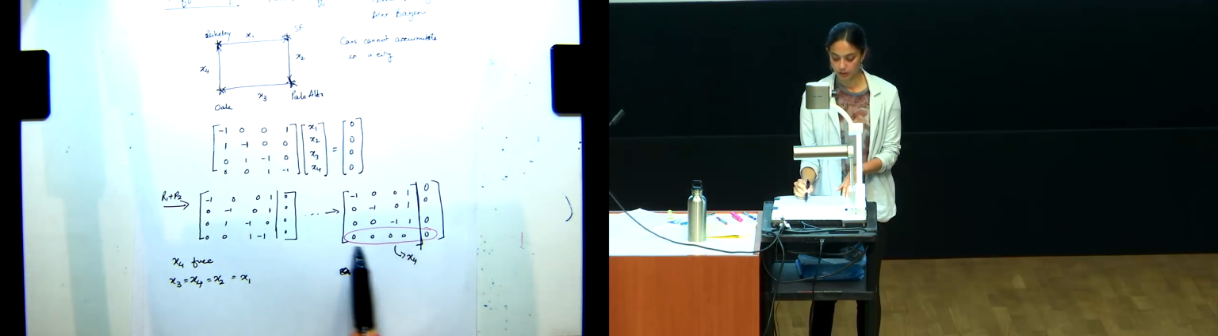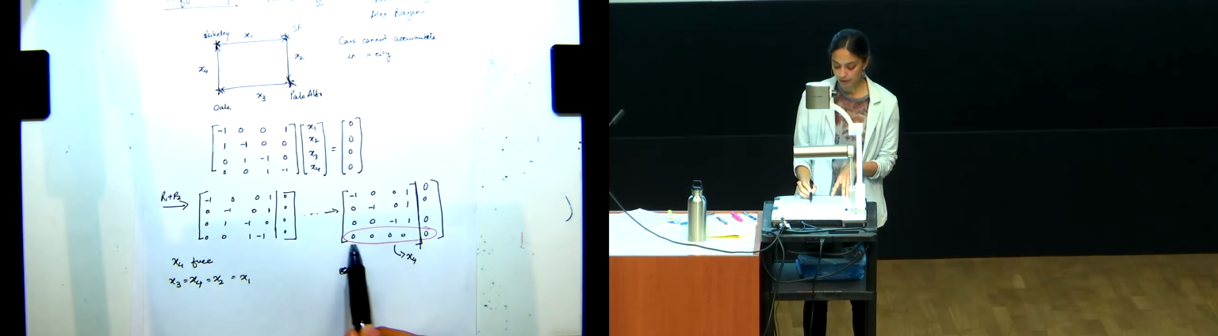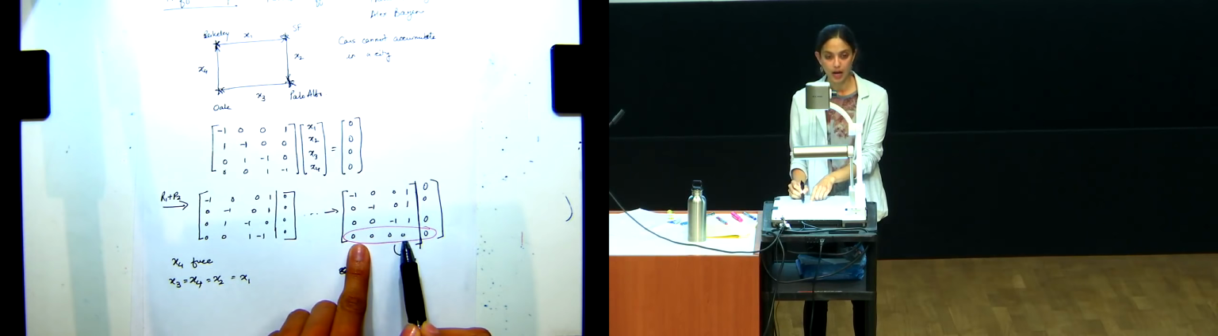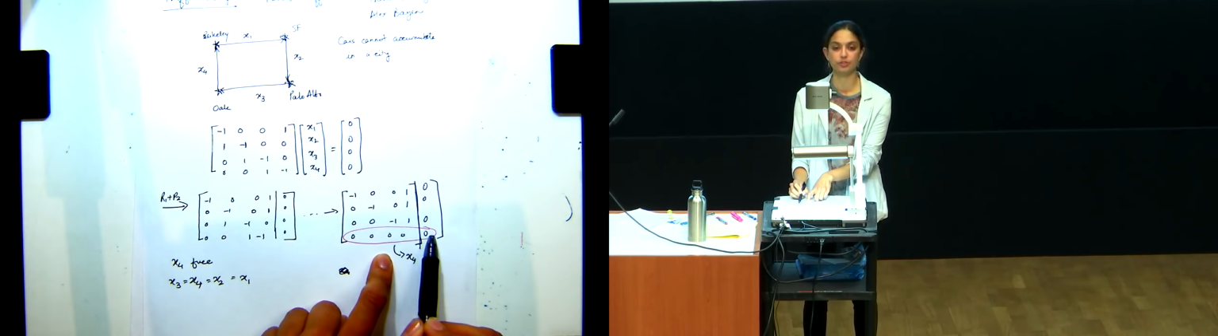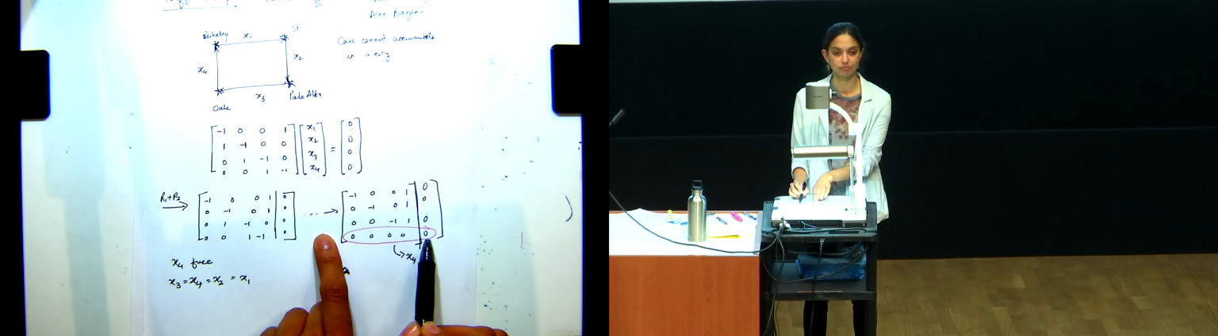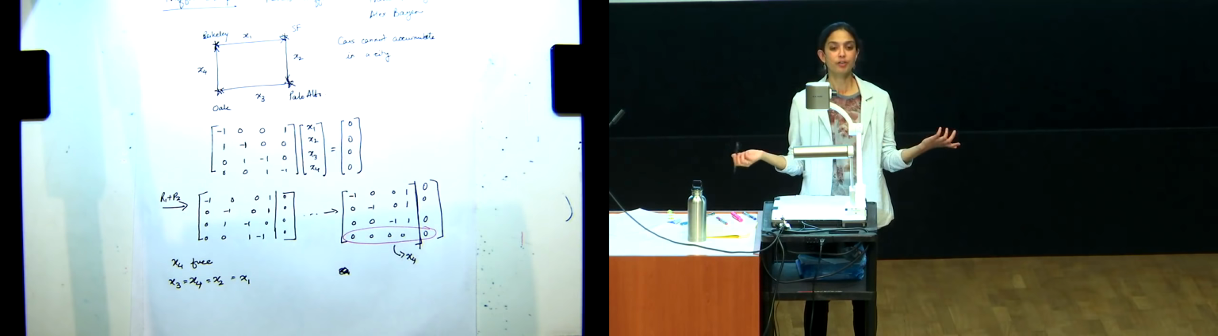The question was, why is x4 free? Because when I'm thinking about this, I have a zero pivot here, right? So I have zero equal to zero. This is my last equation. So I have zero x4 equal to zero. What values of x4 satisfy that?